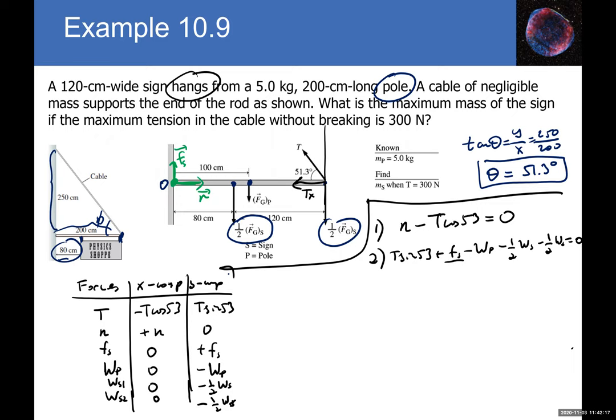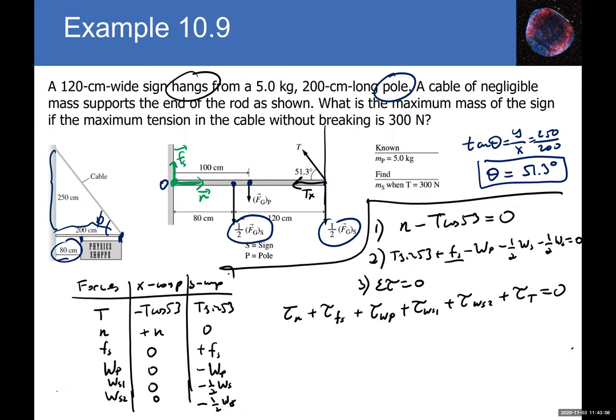But remember, I also have another equation, which is equation three, which is net torque equals zero. That's the good thing about static equilibrium, that it also includes rotation. Net torque equals zero. That means equation three gives me: torque due to normal force plus torque due to static friction plus torque due to the weight of the pole plus torque due to weight of the sine one plus torque due to weight of the sine two plus torque due to the tension equals zero. And don't be scared because we have so many terms. This is basically the torque due to each force. So let's see what we get.